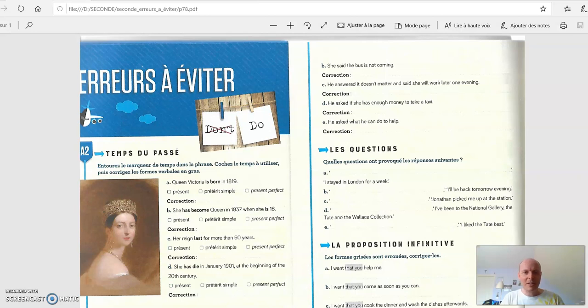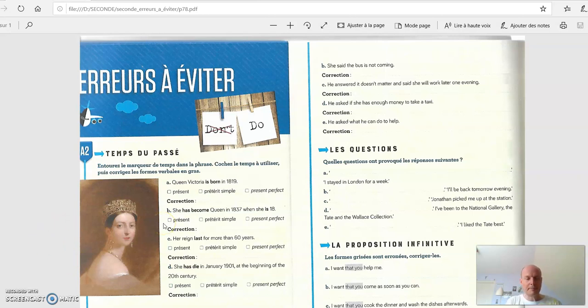Hi everyone, I just wanted to see whether you've marked your grammar work, and I wanted to go over a few points with you that I think are important. So we've got these typical errors that you need to avoid, and they're errors that we see come up very regularly. So let's have a look at the beginning.